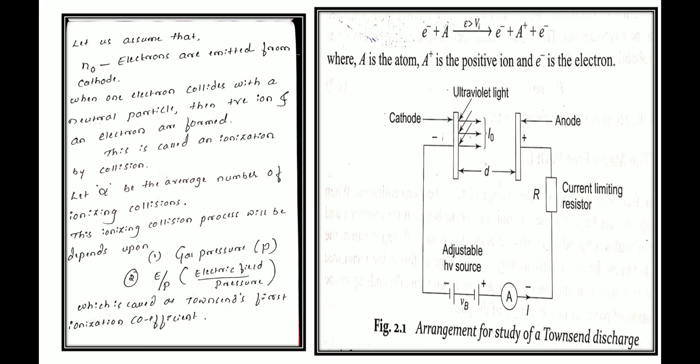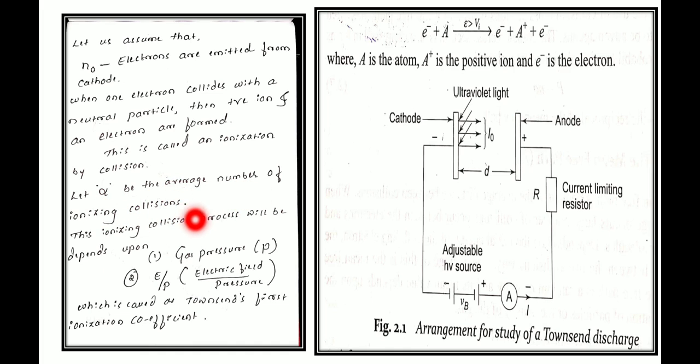So how many ionization by collision processes take place? That is the average number of ionizing collisions, which will be represented by alpha. Keep the representations in mind. Let alpha be the average number of ionizing collisions.